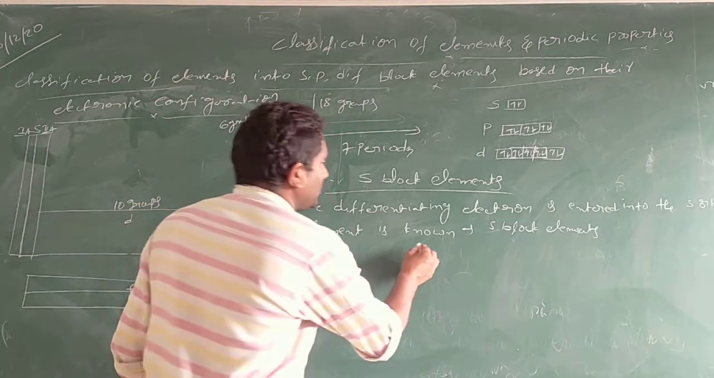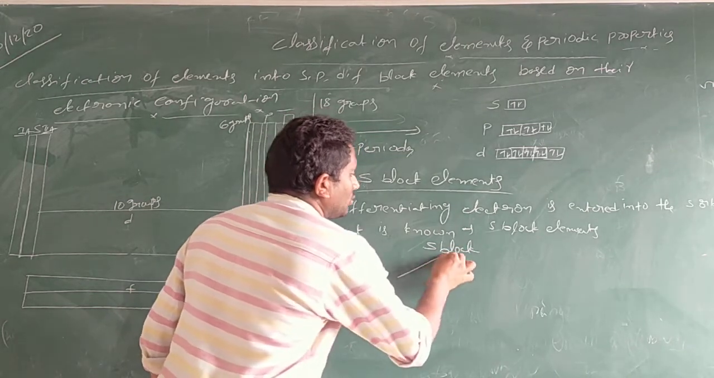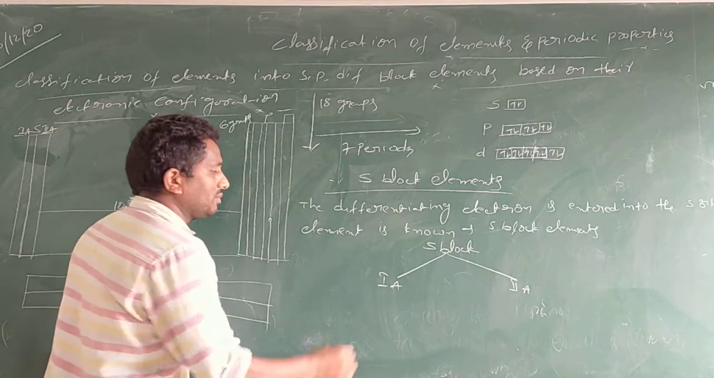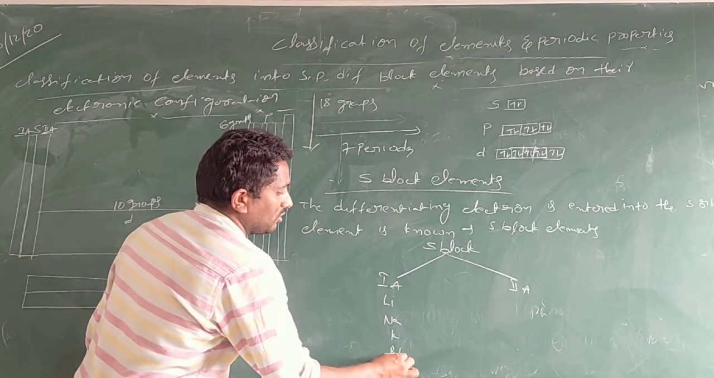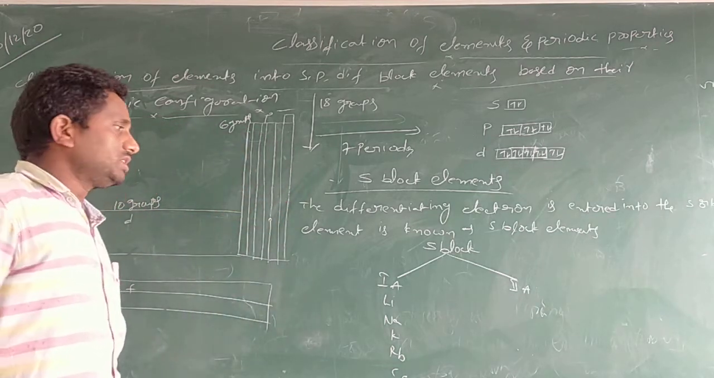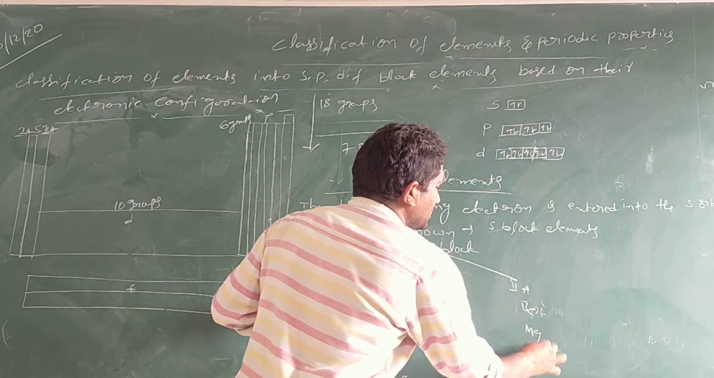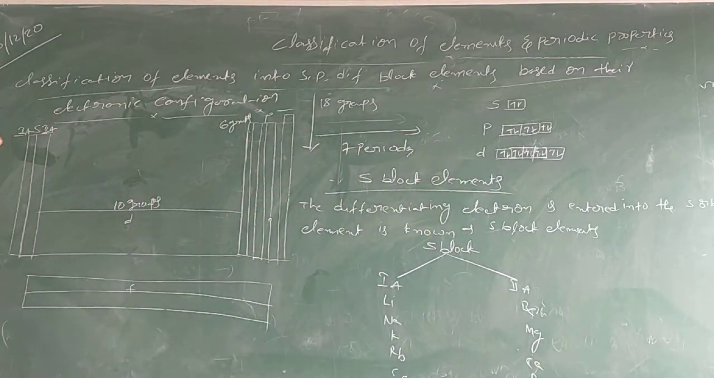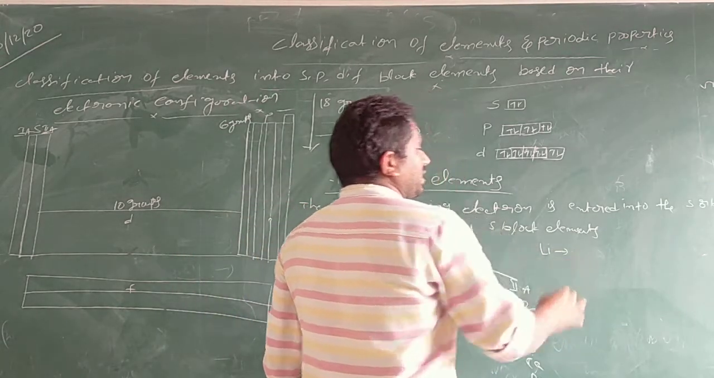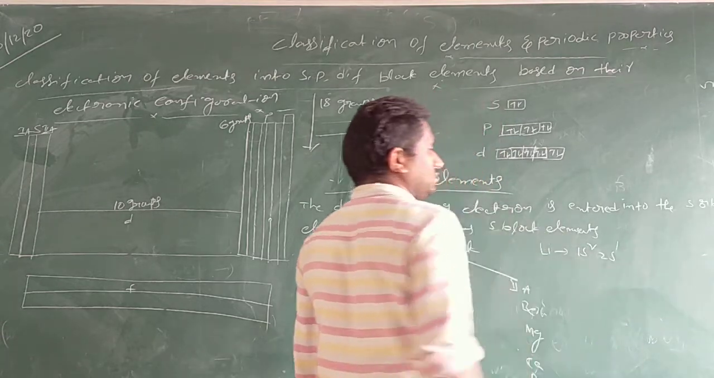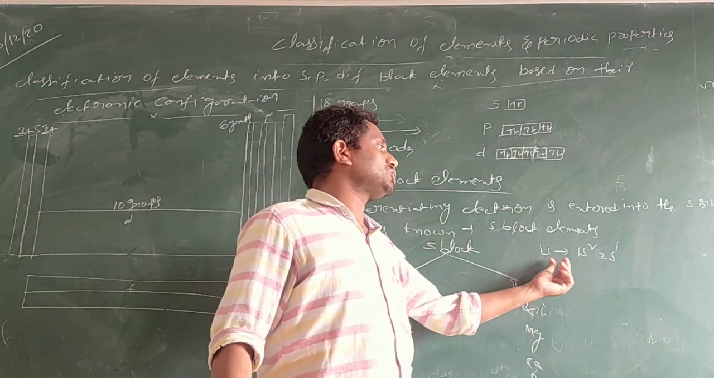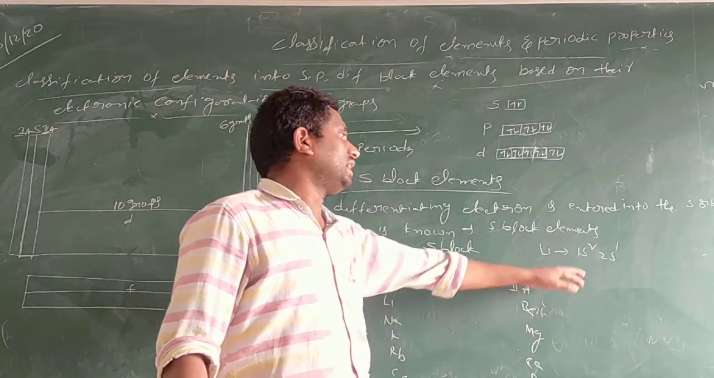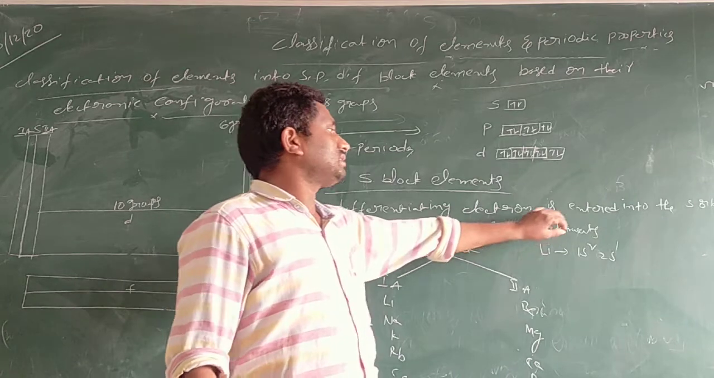So S block consists of 2 groups, first A group and second A group elements. For example, first A group: lithium, sodium, potassium, rubidium, cesium, francium. Second A group: beryllium, magnesium, calcium, strontium, barium, radium. For example, lithium: what is the electronic configuration? 1s2 2s1. So lithium belongs to S block. How can we say lithium belongs to S block? The last electron enters the S orbital of the element. So that is known as S block elements.